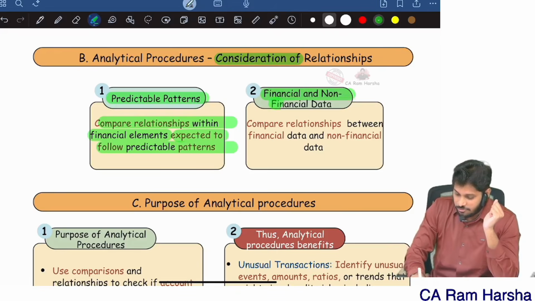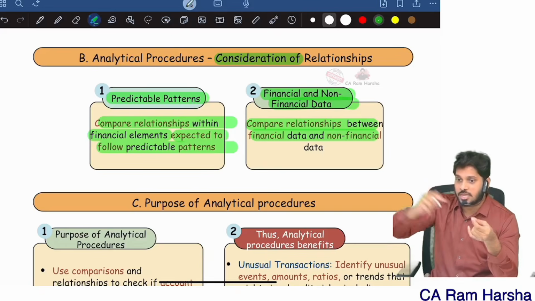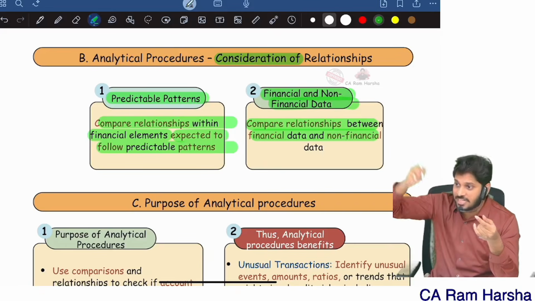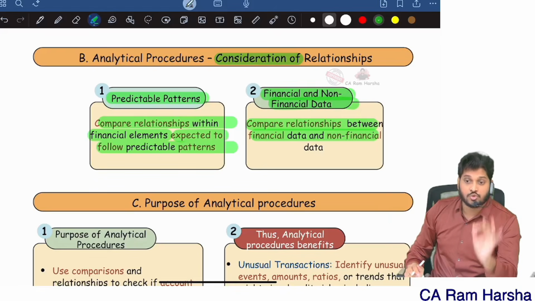Okay, then financial and non-financial. In analytical procedures, we use the relationship between financial and non-financial data. For example, if there's an increase in the number of employees, there must be an increase in sales. If that has not happened, we will investigate the fluctuation. So analytical procedures use comparisons. Analytical procedures use relationships between financial and non-financial data.